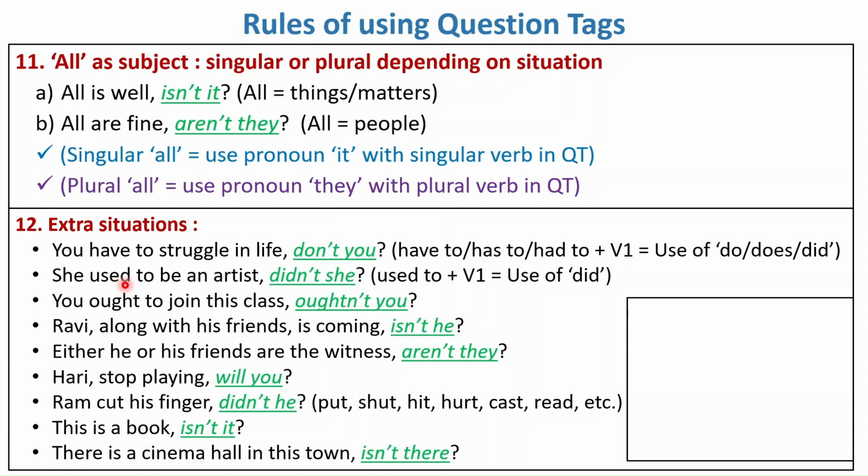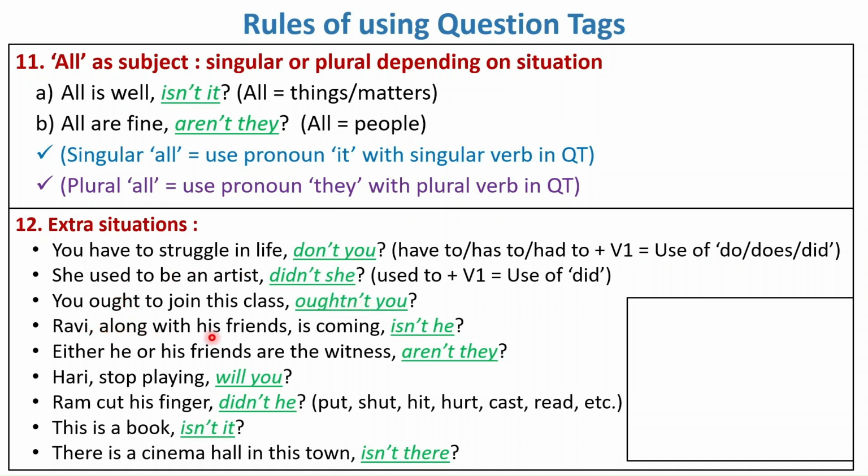She used to be an artist, didn't she? Used to plus V1, it is used to express past habits. This is a sentence in simple past tense, therefore we use didn't she. You ought to join this class. Ought to. If there is ought to, we use oughtn't you.